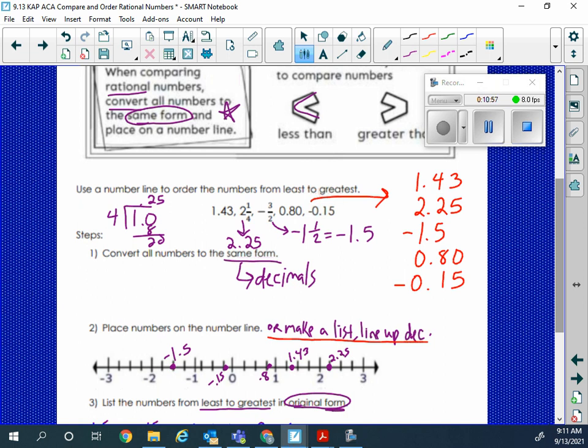Okay? So now, if I'm putting them from least to greatest, which ones do I want to look at first? The negatives first, okay? So now, is it negative 1.5 or negative 0.15? Well, remember, on a number line, the smaller the number is, the bigger it looks if we're talking about negatives, right? So this one would actually be the smallest, right? And then what? And then this one.